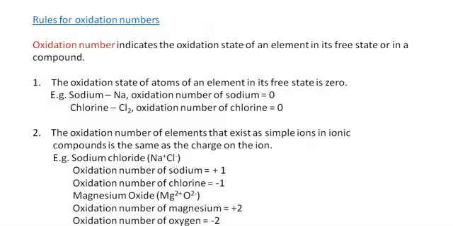Now, what you need to be able to do is determine what is called the oxidation number. The oxidation number indicates the oxidation state of an element in its free state or in a compound. There are some rules that you need to remember. The oxidation state of atoms of an element in its free state is 0. So the oxidation state of sodium is 0. In the case of chlorine, in chlorine gas, the oxidation number is 0.